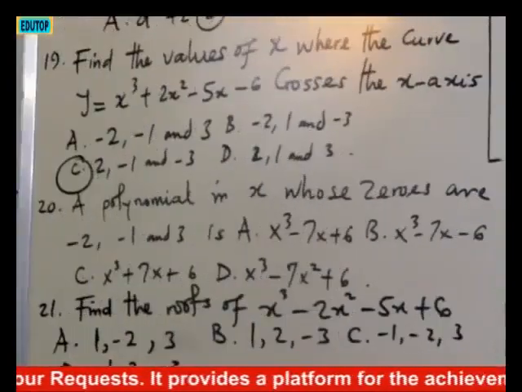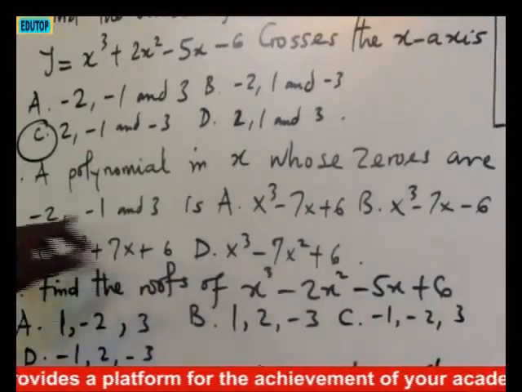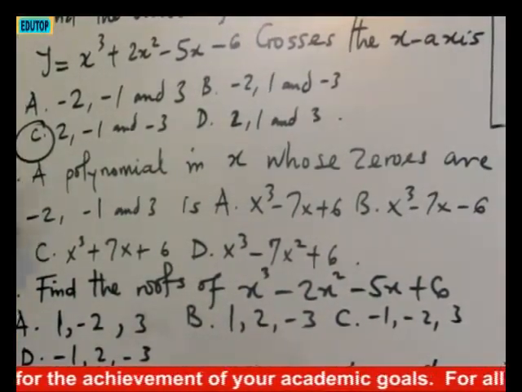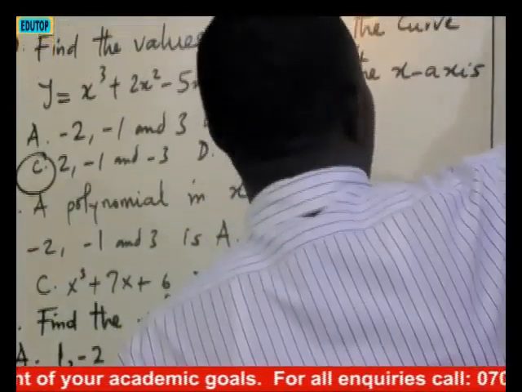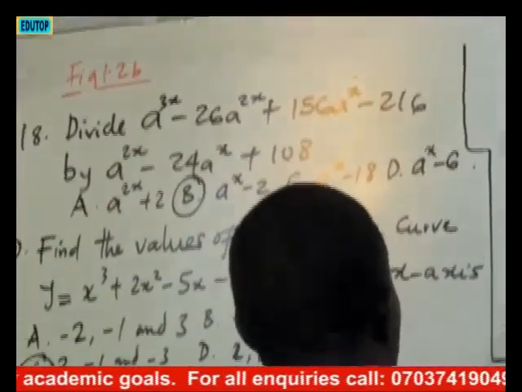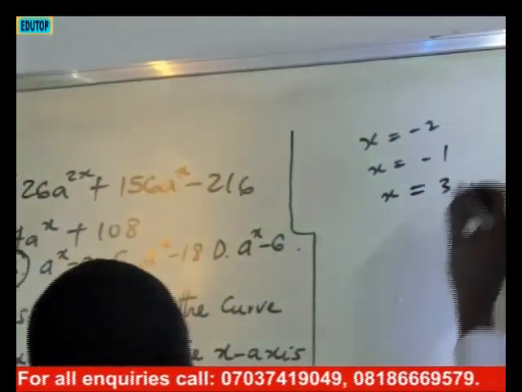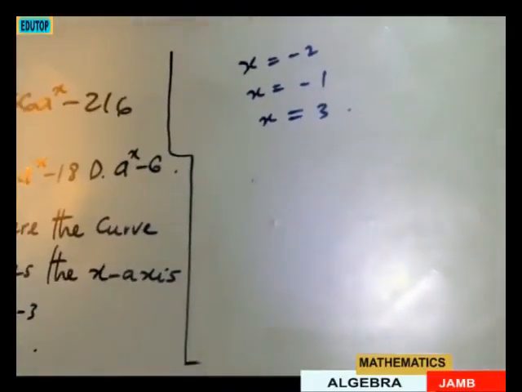Now, question 20. That is a polynomial in x whose zeros are this, and this. So if you are given a question like this, that means they've given you the value of what? The values of your x. They gave you x to be equals to -2. They gave us x equals to -1. They gave us x equals to 3. So these are the 3 critical values of our x.